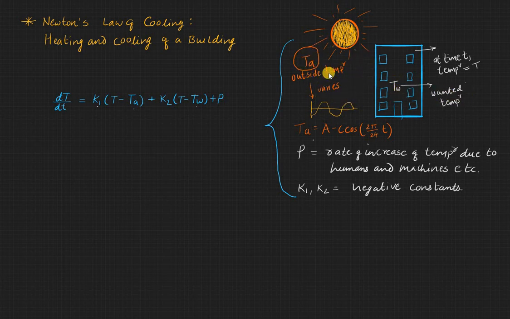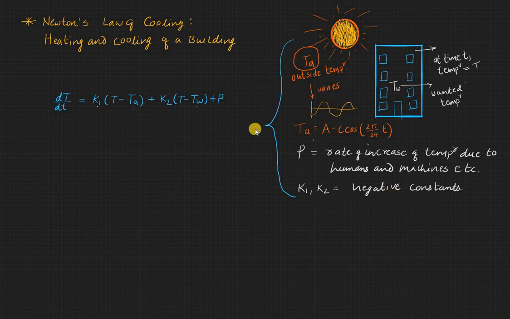And outside of the building we have the TA, which varies sinusoidally like this, and the equation of that sinusoidal variation can be given using this form: TA is equal to A minus C cos 2 pi by 24 T. And then we have some constants where P is equal to the rate of increase of temperature due to humans and machines. And then we have another two coefficients, K1 and K2, which are negative constants.